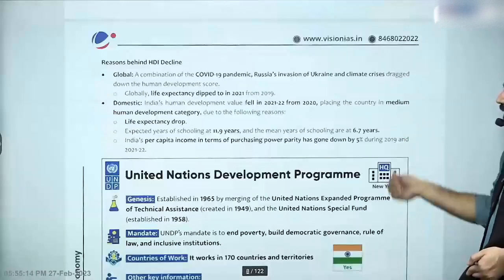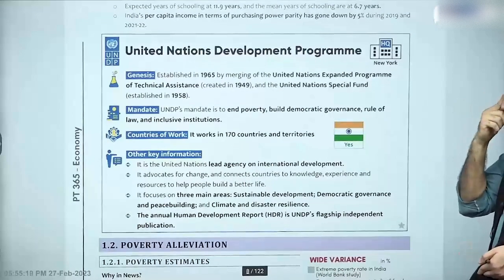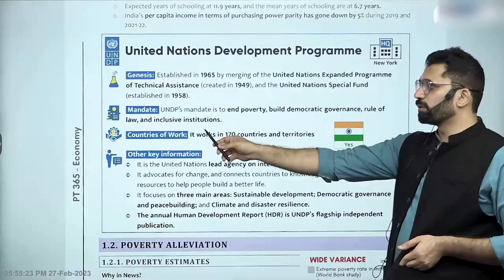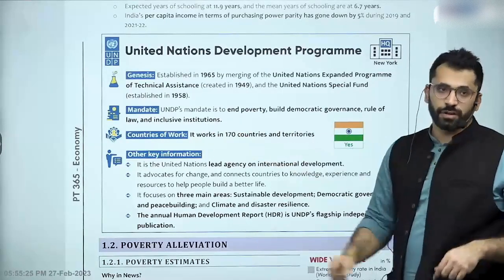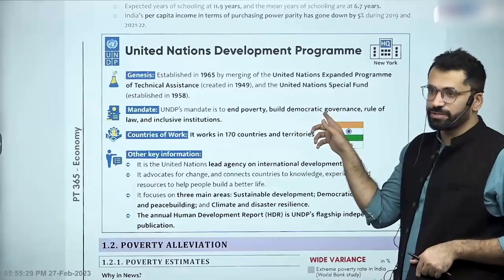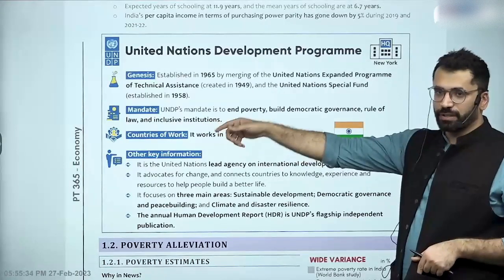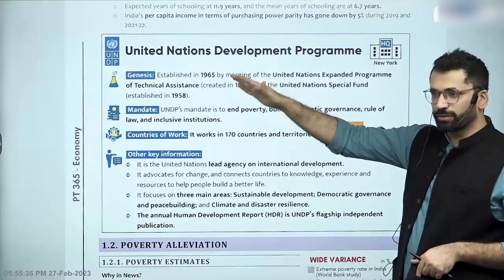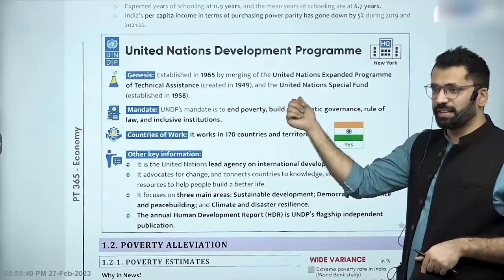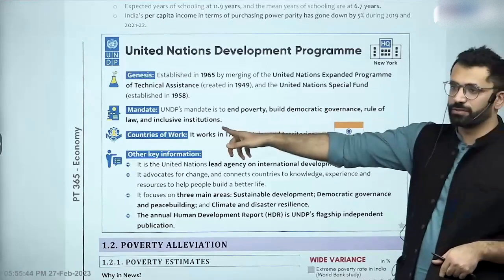The factors. Something about the UNDP, established in 1965: end poverty. What are the three functions? Poverty, democratic governance, rule of law, and inclusive institutions. Now you can relate why economic development would want democratic governance, institutions, rule of law, and inclusive institutions. The whole reason for building UNDP was this only, that growth has to be moved to economic development, for which you need stability. You will have to build democratic governance and institutions.